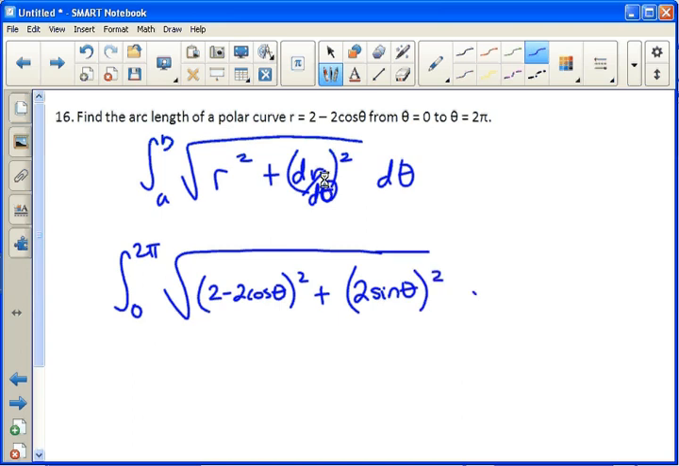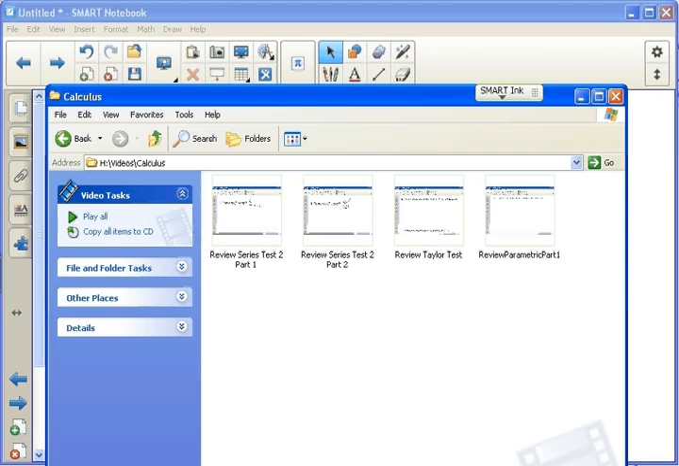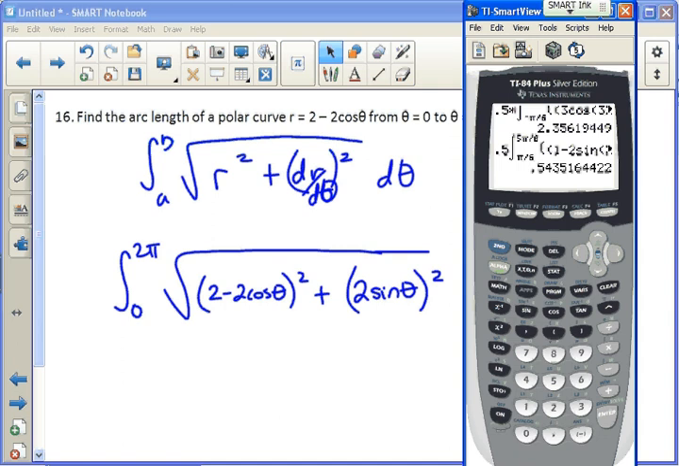Okay, now again, be very careful with parentheses. We're going to do math 9 from 0 to 2 pi, square root, parentheses, 2 minus 2 cosine theta, close the parentheses and square it, plus parentheses 2 sine theta and square it, and do dx. And we get 16.